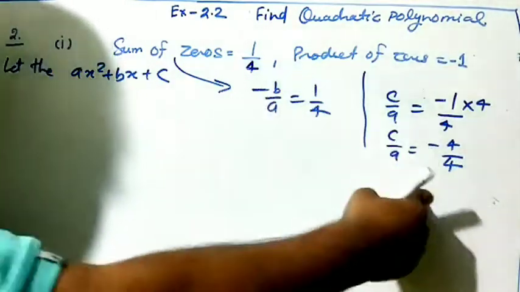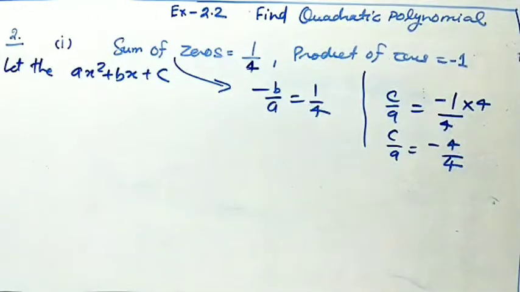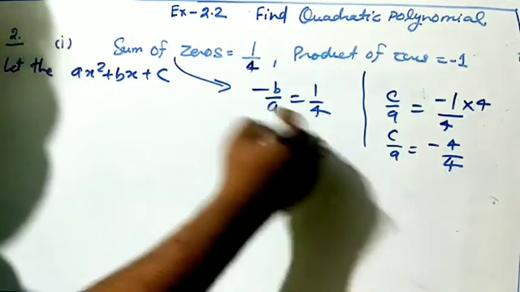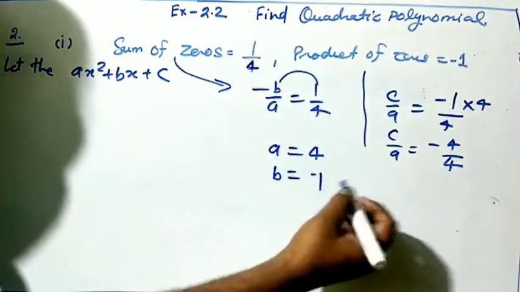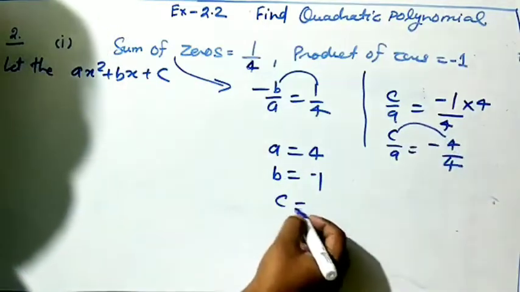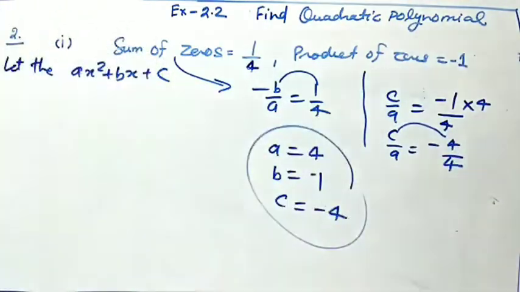In both the sections we see that the denominator is 4. So the value of a will be 4 when we compare, and the value of b will be minus 1 and the value of c will be minus 4. Okay. So we compare the values of a, b, c and we get the values of a, b, c.